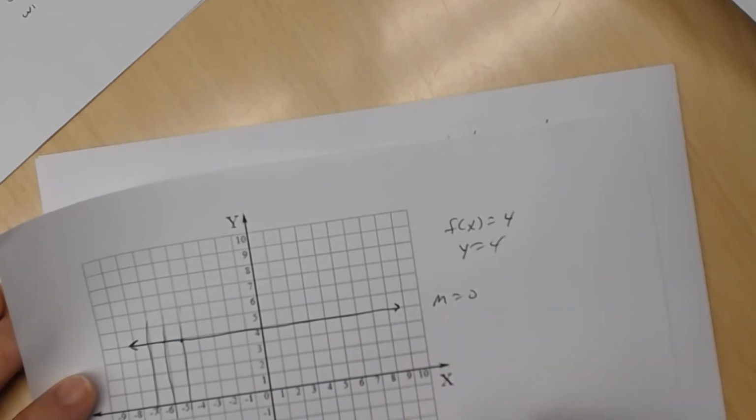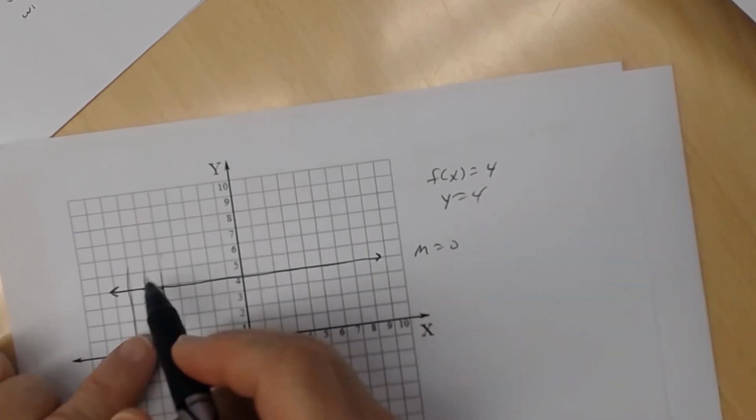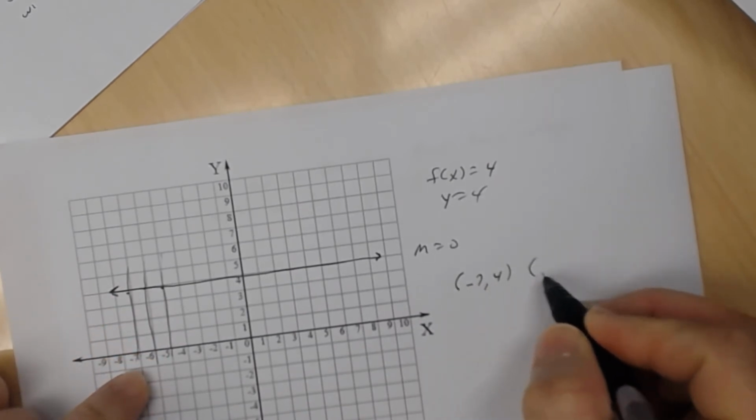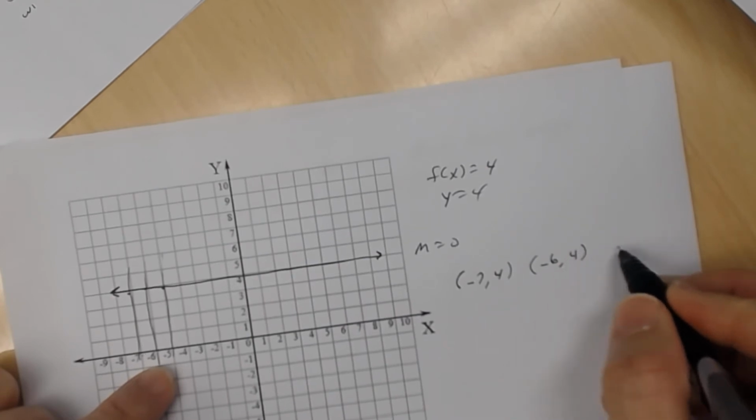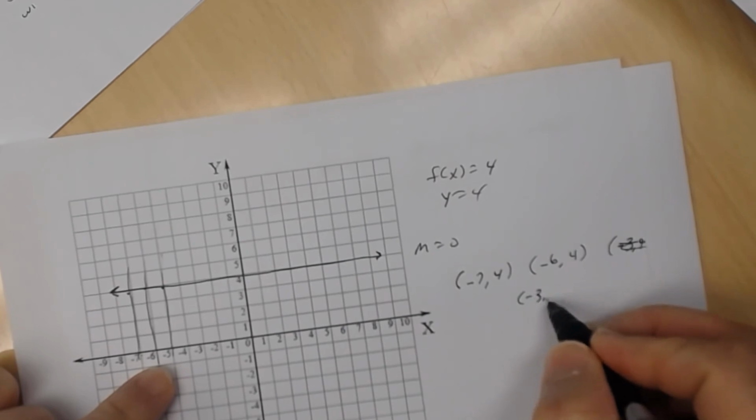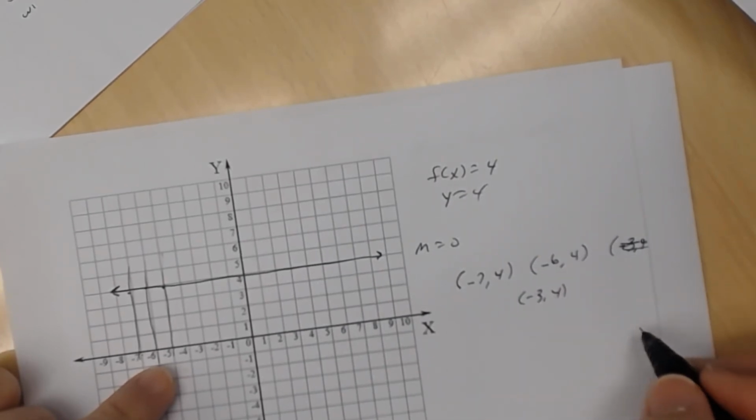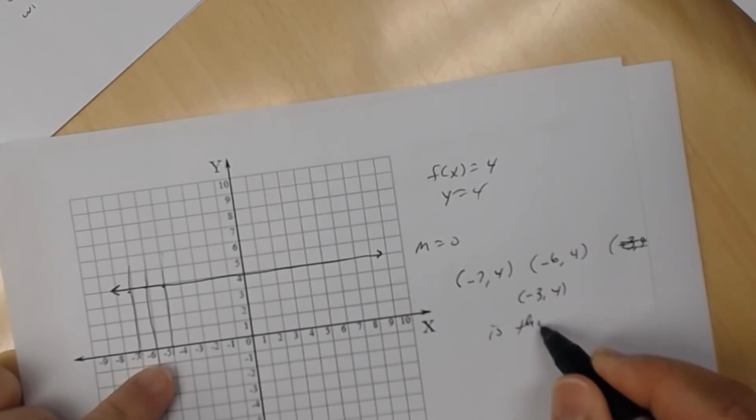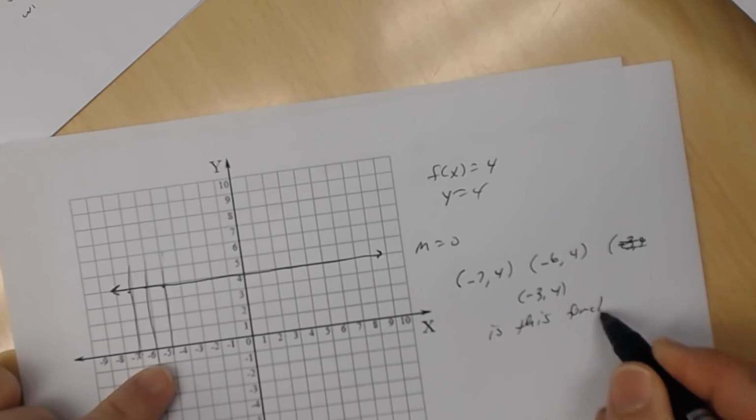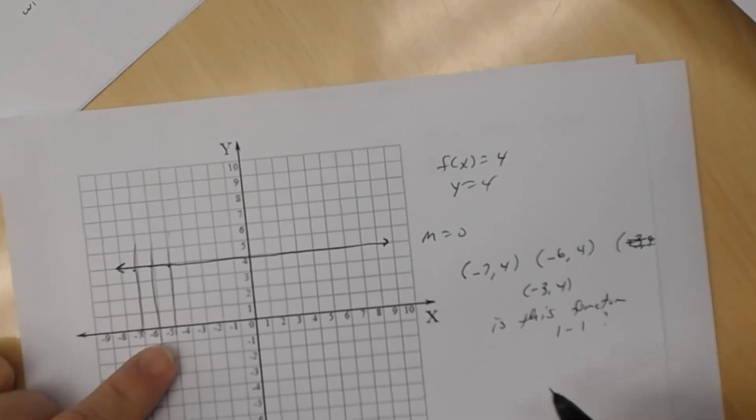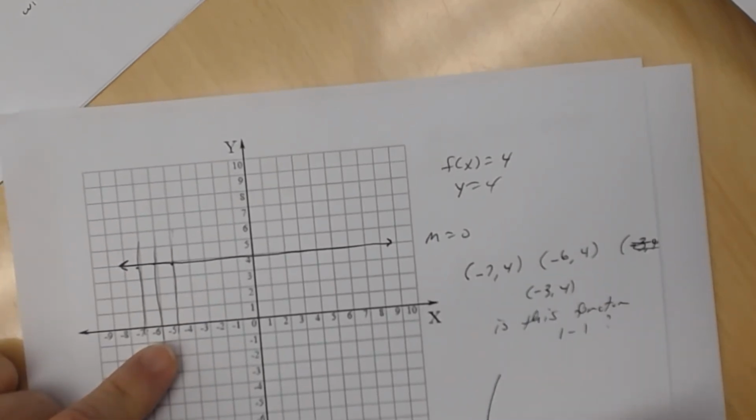Okay, so let's look at why. If I look at all these points here, the ordered pairs -7, 4, -6, 4, -3, 4, and so on, and I look at whether it's one-to-one. So is this function one-to-one? Well, let's look at the mapping.